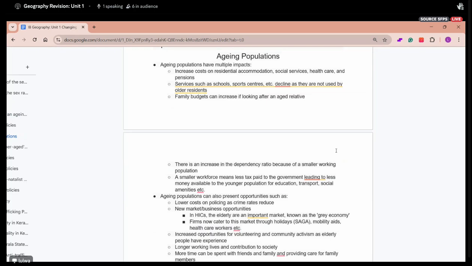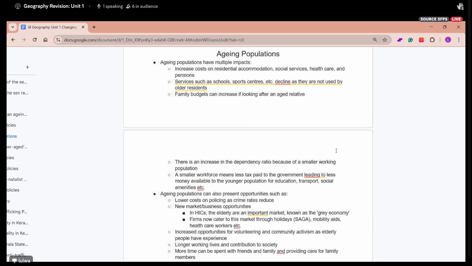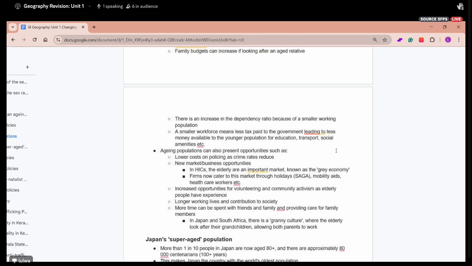And aging populations can also present opportunities such as lower costs of policing as crime rates reduce, new market and business opportunities, increased opportunities for volunteering and community activism, longer working lives, and more time can be spent with friends and family.